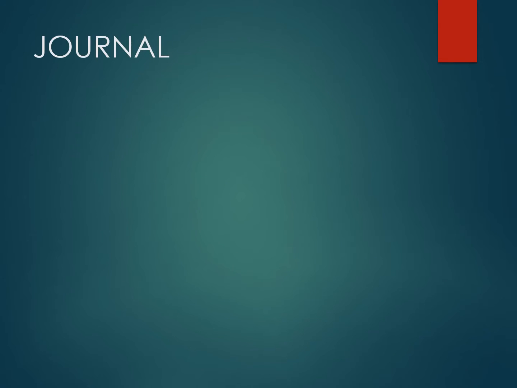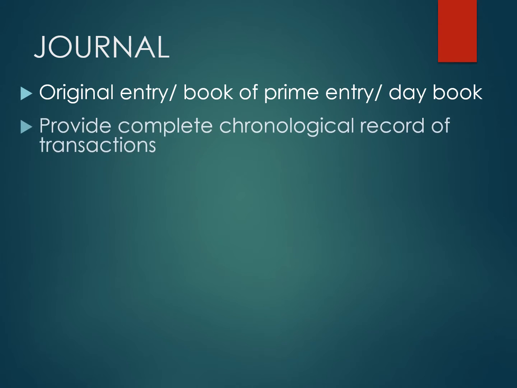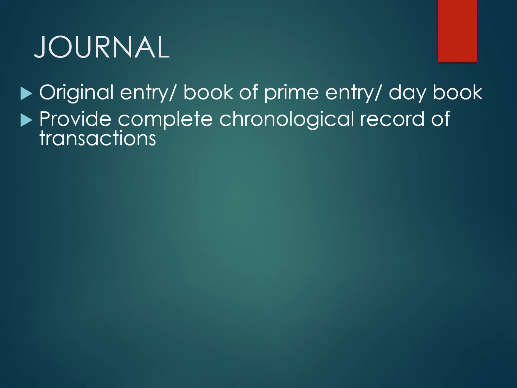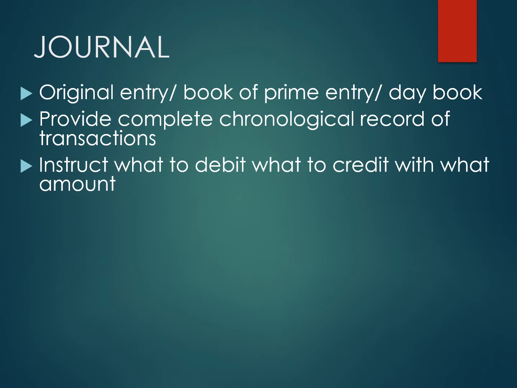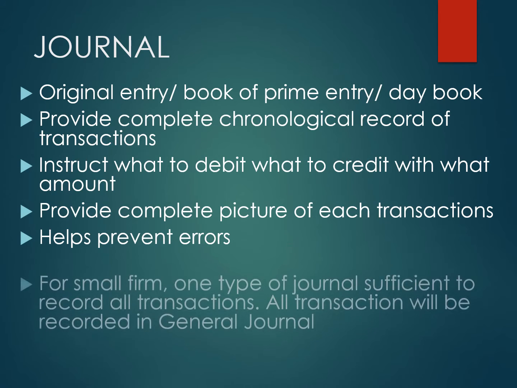So now look into the journals. Journals is actually the original entry, or we call it the book of prime entry. Some books call it day book. It provides the chronological record of the transactions. So what is recorded is posted into the ledger later on, and provides a complete picture of each transaction that occurred. And a journal could also help to prevent any errors.